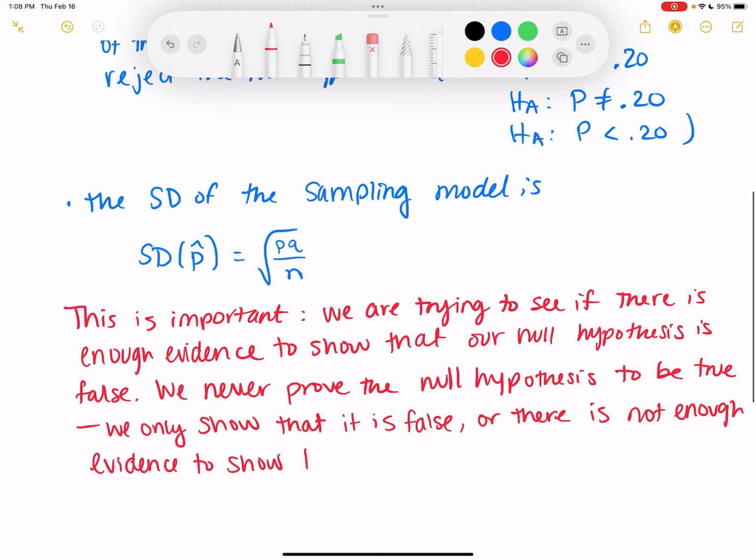Our calculations will answer the question, what is the probability of getting our observed results or something less likely given that the null hypothesis H sub 0 is true. This probability is called the p-value.